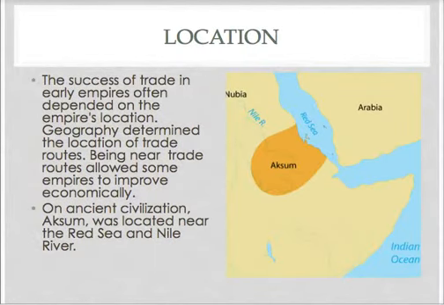So in ancient times, location meant success many times for an empire or a country. The success of trade in the early empires often depended on the empire's location. The geography determined the location of trade routes. Being near trade routes allowed some empires to improve economically. In other words, they got really rich because they were near trade routes when others might have been more rural.